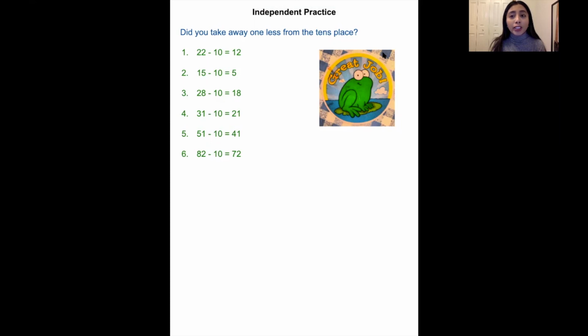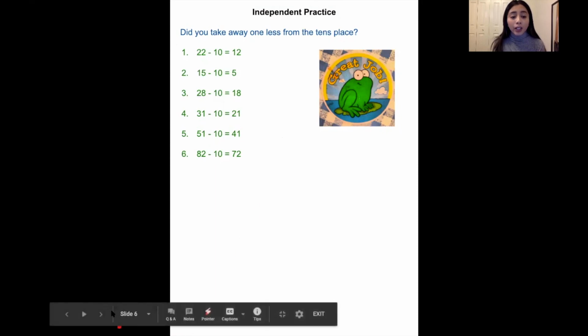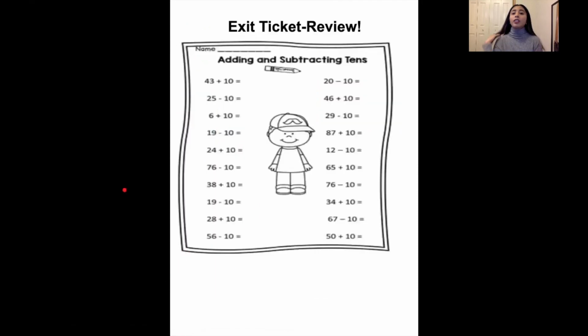All right, Kipsters. So let's move on to our exit ticket this time. For your exit ticket, you just have to have a pencil or a pen and a piece of paper and write your answers down along with the number sentences. So this one, don't get tricked. It's actually a review of what we did yesterday and what we just did today. So you'll notice that in some of these, we are adding 10. In some of these, we are taking away 10.